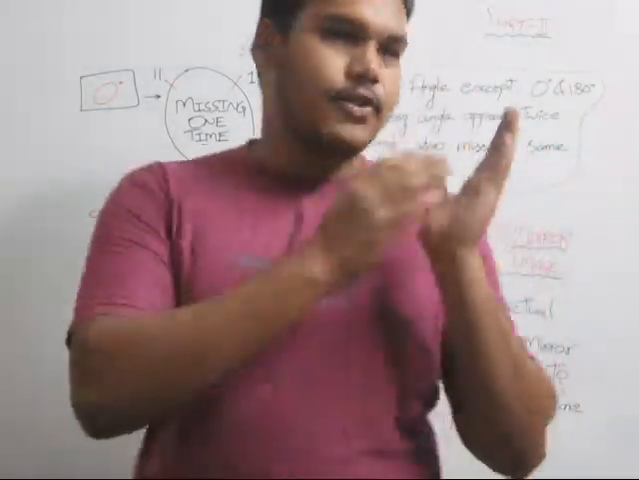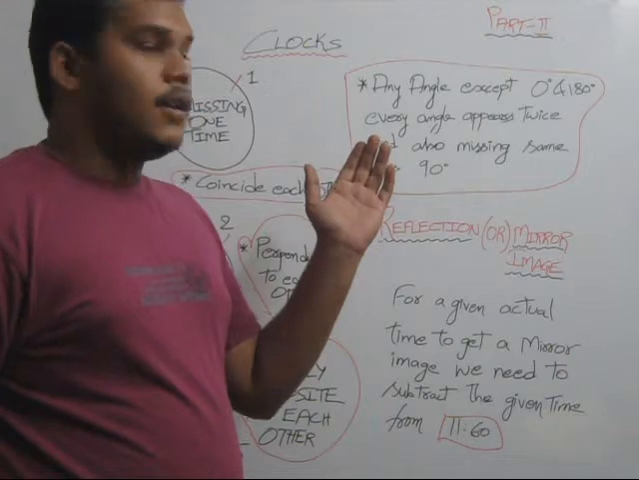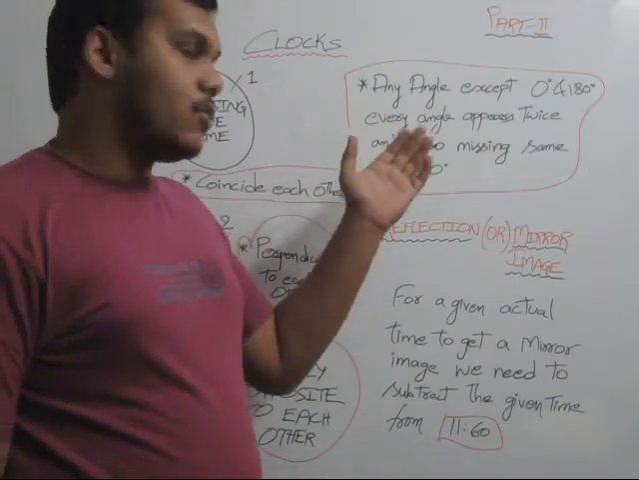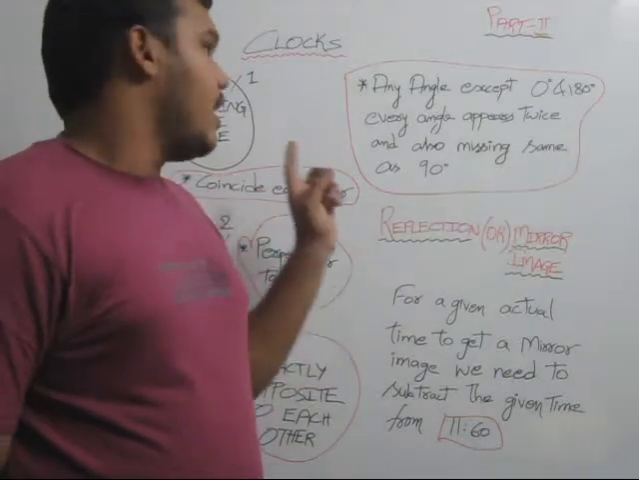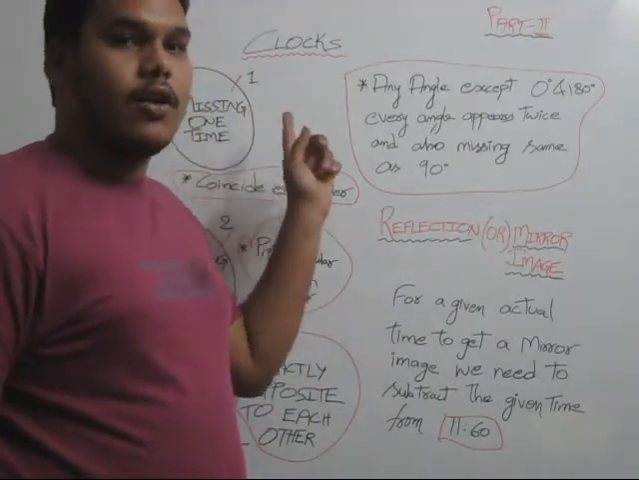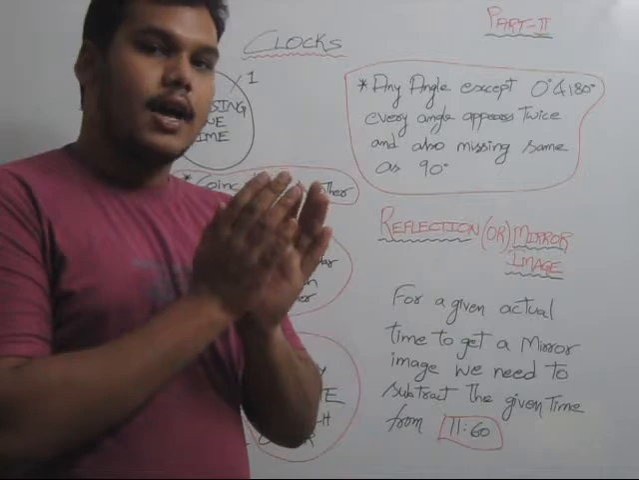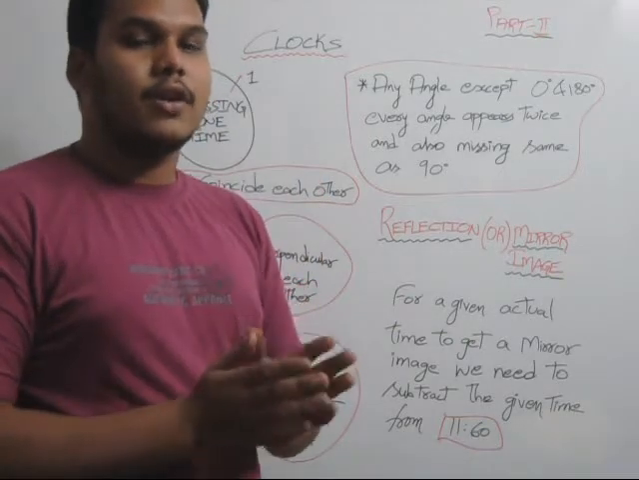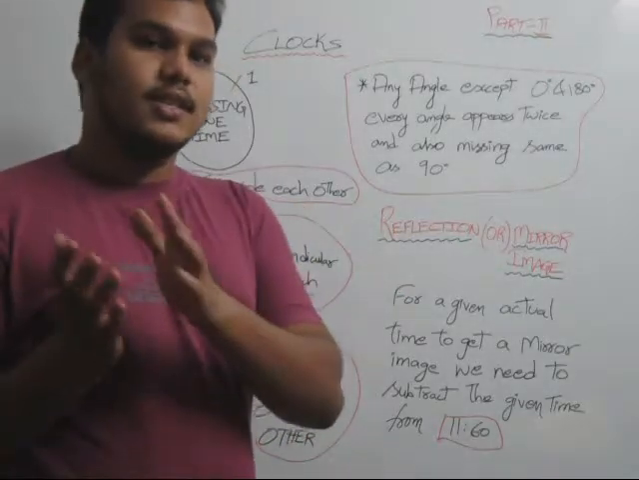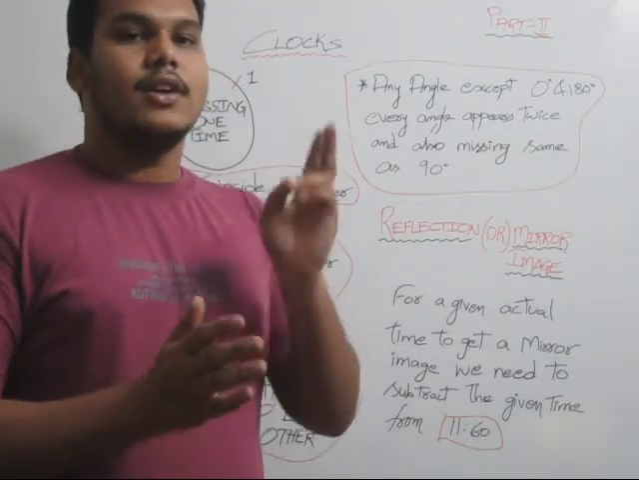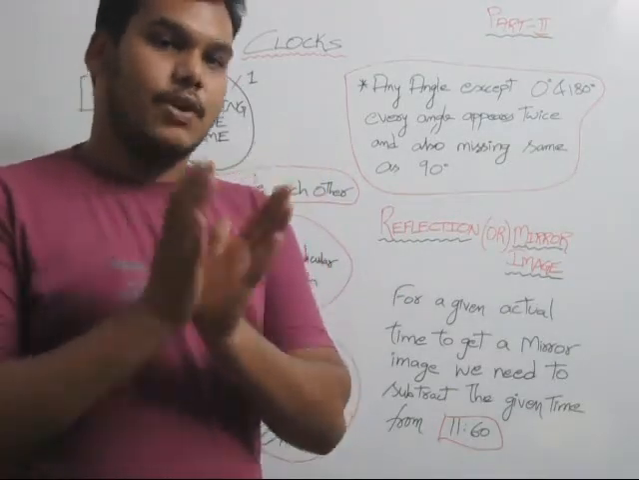Now moving on to the other concept, an important point to be noted is except 0 degrees and 180 degrees, any angle between the hour hand and minute hand can appear or be expected twice for every 1 hour, while it is missing in the same way as 90 degrees twice for every 12 hours.